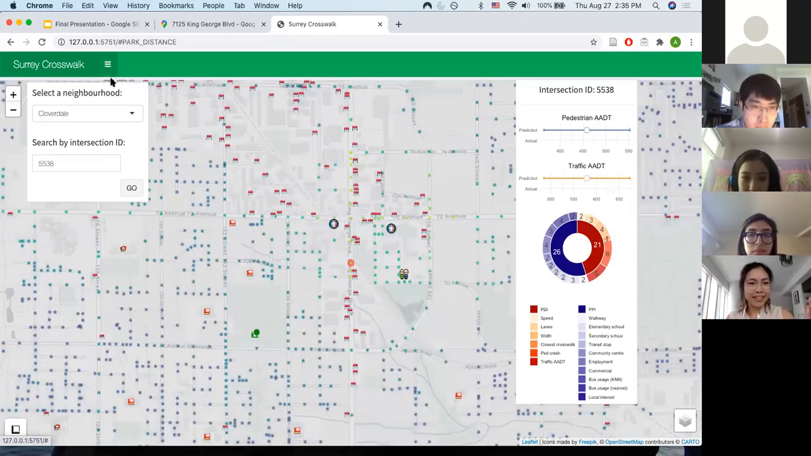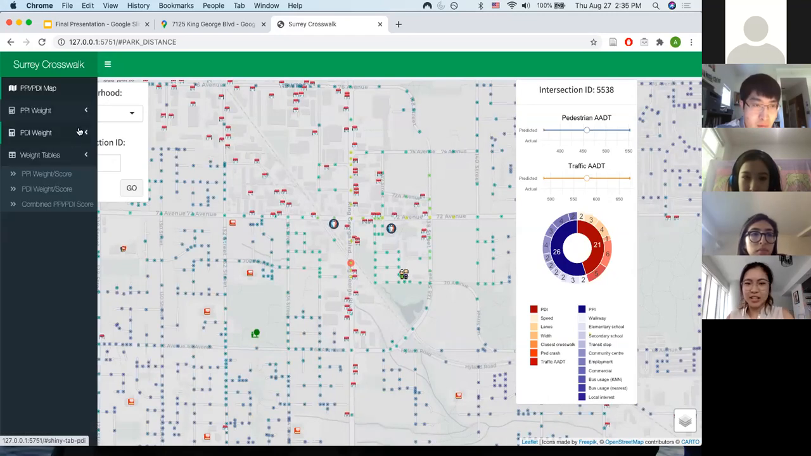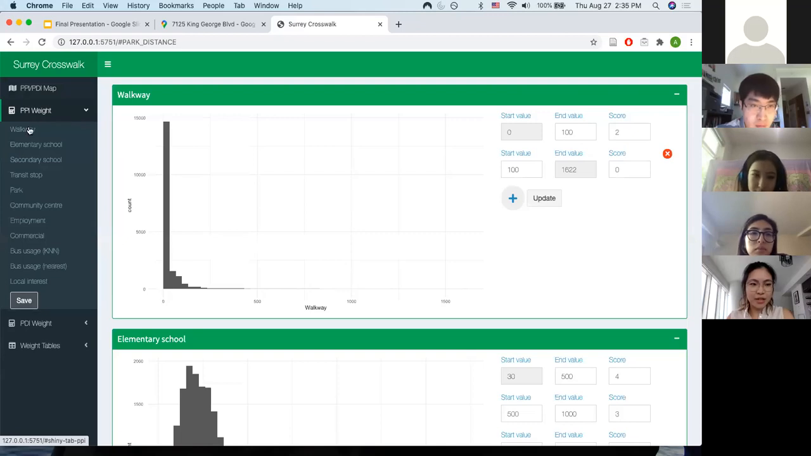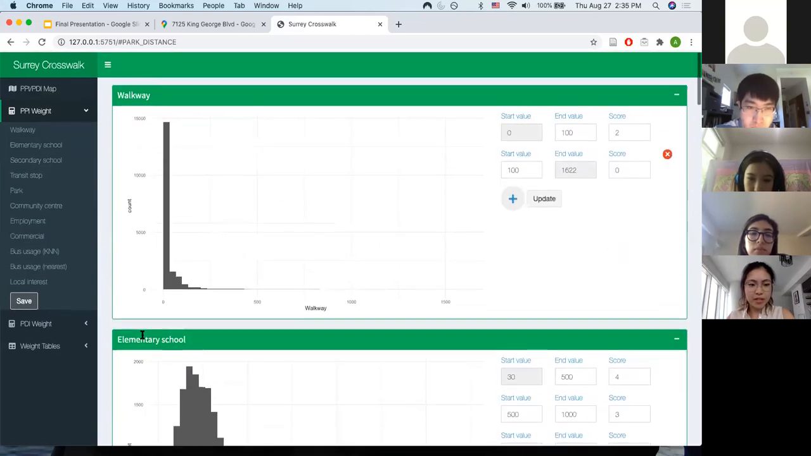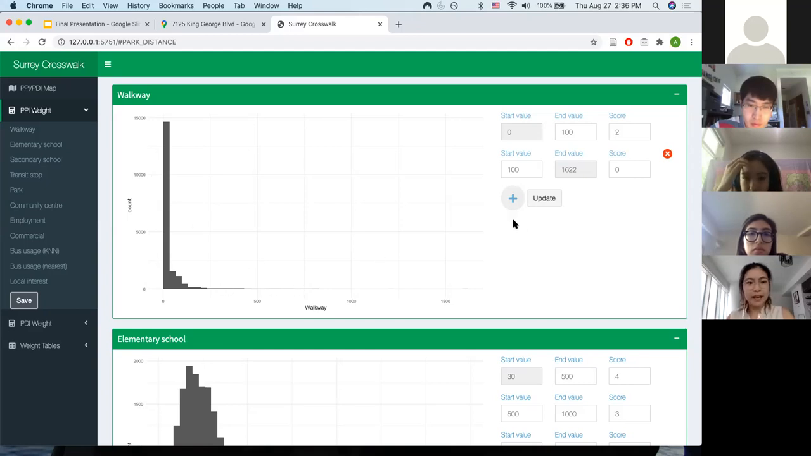I'm just going to quickly go through the others in the interest of time. Over here, we have the weighting scheme. So you can see the actual raw data of each variable here. On the y-axis, you'll see the distance in meters to the closest walkway. And then on the x-axis, you see the number of intersections within those bins.